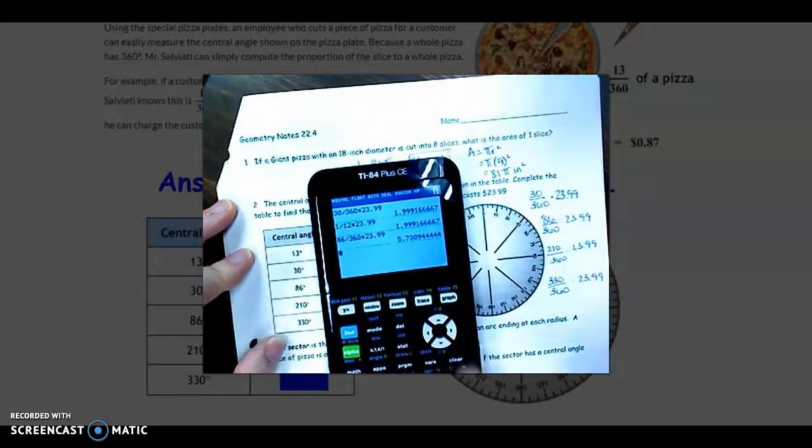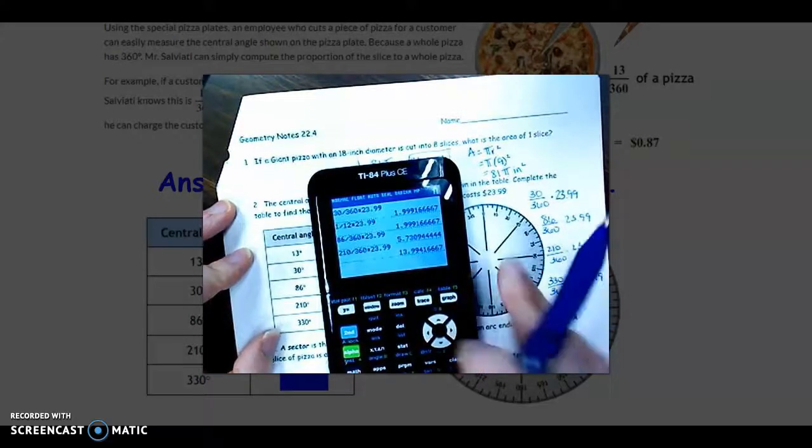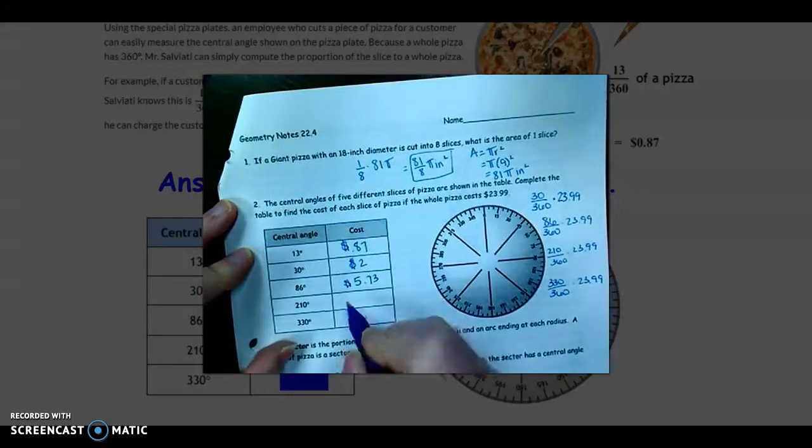Now on the next one, when I go up and highlight that and bring it down, this number has 3 digits. So when I do 210, notice it's replacing those, and I don't want to replace that division bar. So insert is in blue above delete. I'm going to press second delete and insert a 0 there. So that's 210 divided by 360 times 2399. And rounded to the nearest hundredth, that's going to be $13.99.